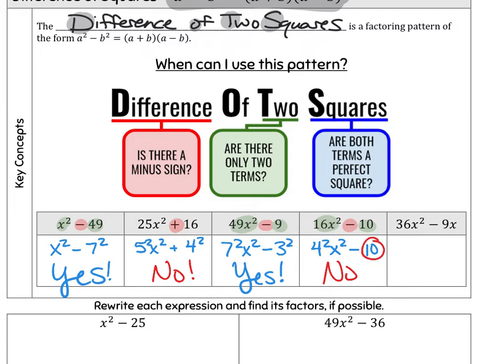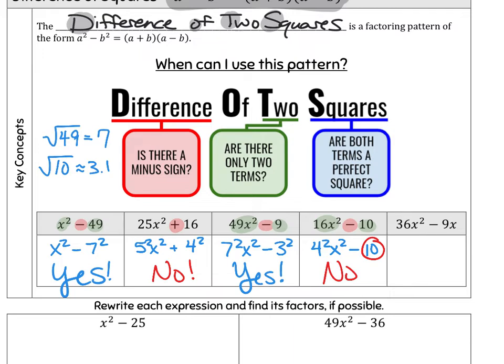If you're struggling to figure out if things are perfect squares, then you need to start using a calculator. If you don't recognize these numbers, all you would need to do is take the number and do what's called the square root of that number. If it comes out to a perfect whole number, it's a perfect square. But if you do square root of 10, it's going to be some decimal, 3 point something. I'll say 3.1. Okay, that is not a perfect square.